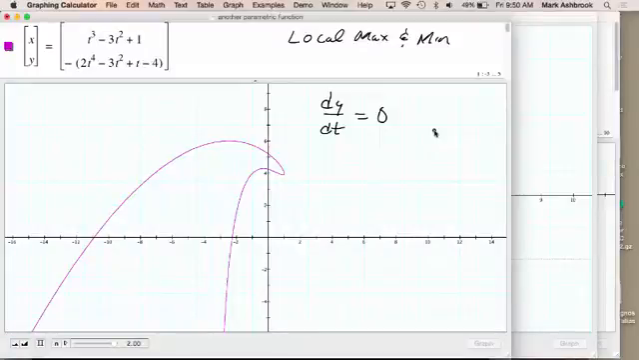How many do you expect? How many people say 1? 2? 3? 4? There are 3. There's going to be one here, one right there, and one right there. We're going to take dy/dt equal to 0 and find the roots. It's going to have 3 roots, 3 values that make it 0, and those values of t will be the t values that generate those 3 ordered pairs. You have 2 local maxes and 1 local min.